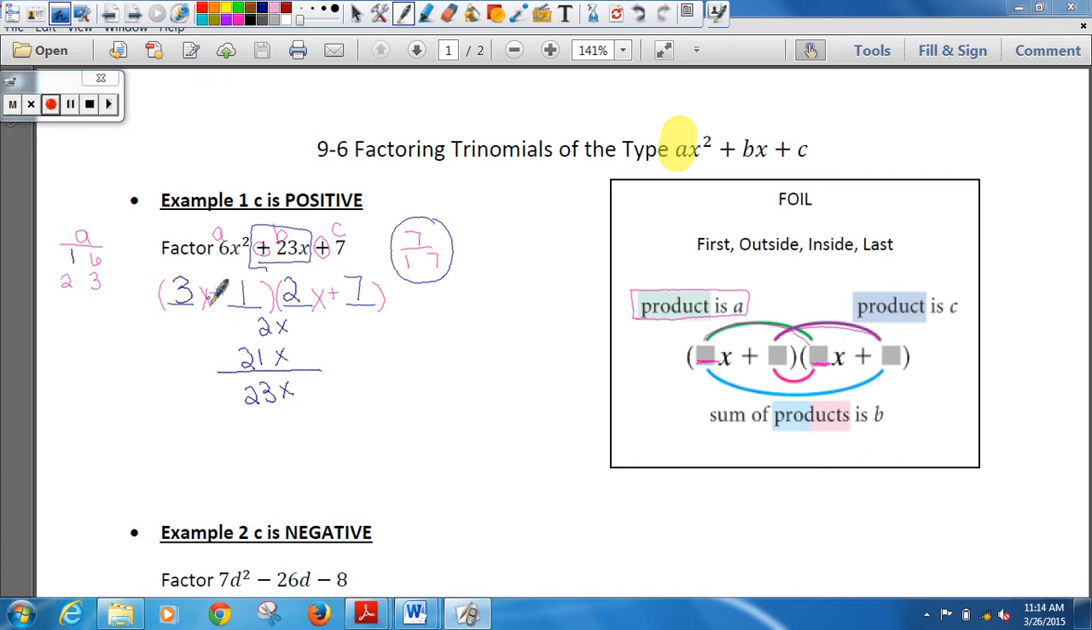So if I check it to make sure it's right, I do the FOIL method. First ones times each other give me 6x squared. We already did the inside and the outside, and it did give me the 23x, and the last ones give me 7, so it is correct. So that problem being factored is the quantity 3x plus 1 times the quantity 2x plus 7.